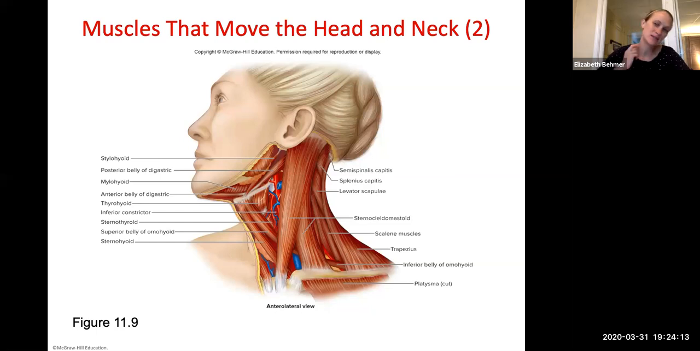And you can feel that muscle as well, because you can feel the two places of attachment on your manubrium and your clavicle, and then you can follow it up to your mastoid process. So that's the big one I want you to know from this picture.